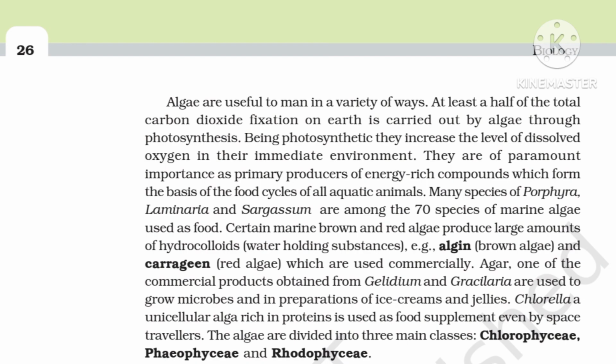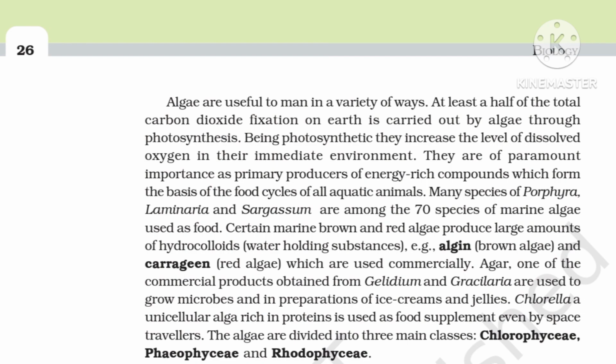Algae are useful to man in a variety of ways. At least half of the total carbon dioxide fixation on Earth is carried out by algae through photosynthesis. Being photosynthetic, they increase the level of dissolved oxygen in their immediate environment. They are of paramount importance as primary producers of energy-rich compounds which form the basis of the food cycle of all aquatic animals. Many species of Porphyra, Laminaria and Sargassum are among the 70 species of marine algae used as food.